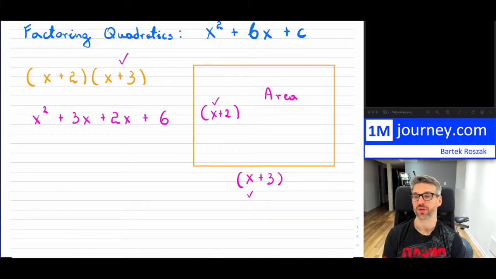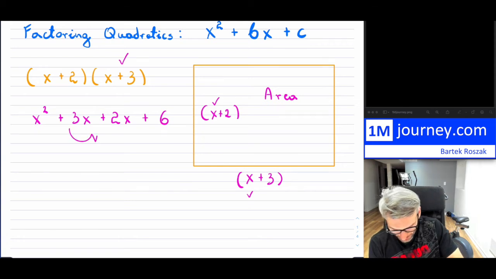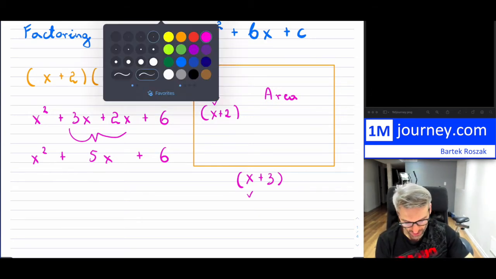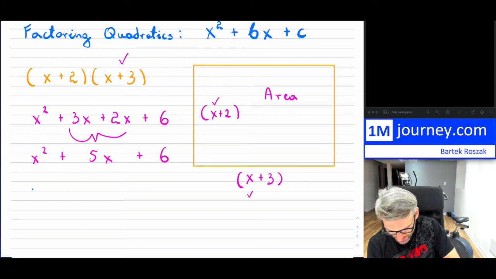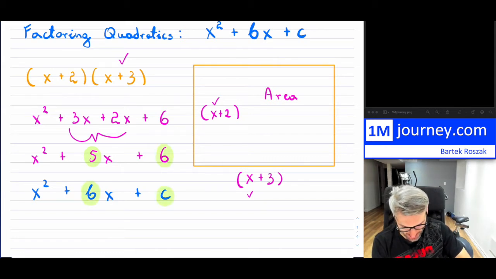Typically, once you do that, you're going to collect like terms, and you see that you have 3x plus 2x together, which gives 5x. I'm going to do that right here. That means that in simplified form, this would look like this. If you compare this to our quadratic at the top, which says x squared plus some b x plus some c, then you can map and do a comparison here. This is your b, your 6 is your c.